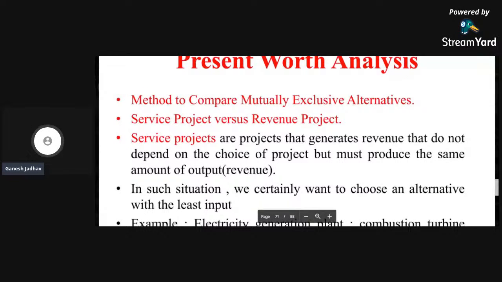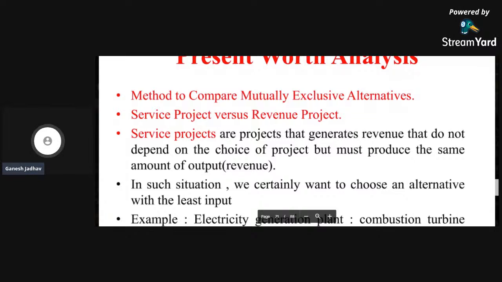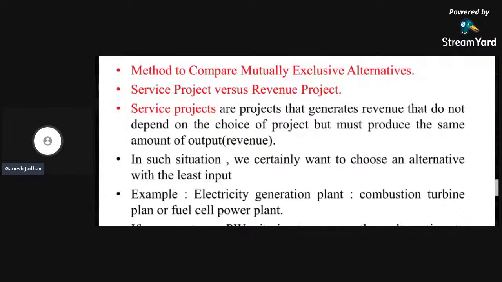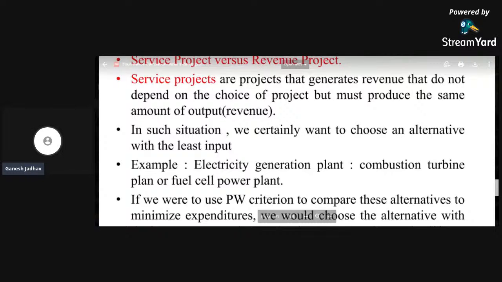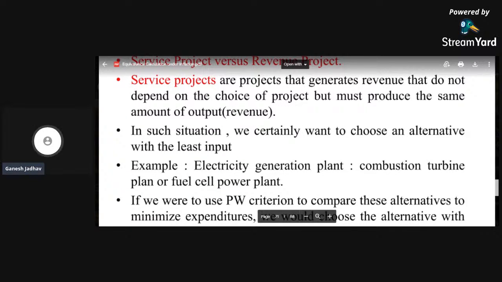Another one is service project versus revenue project. So what is a service project? We can see what a service project is and what a revenue project is. Firstly, service project. Service projects generate revenue, and this does not depend on the choice of the project.